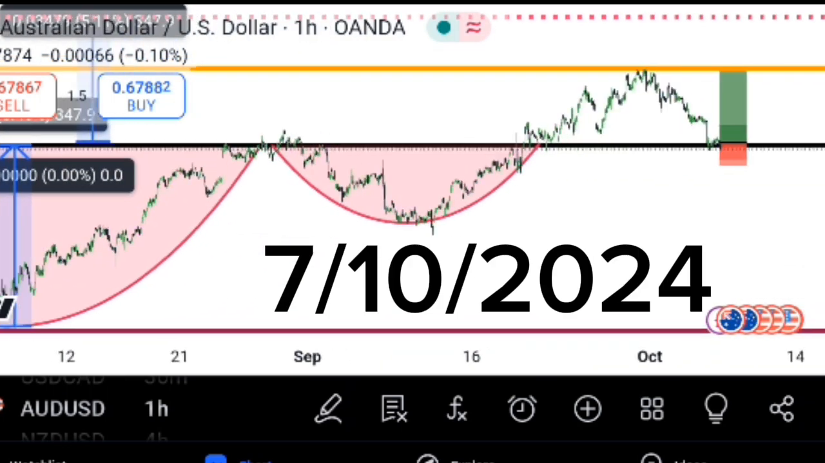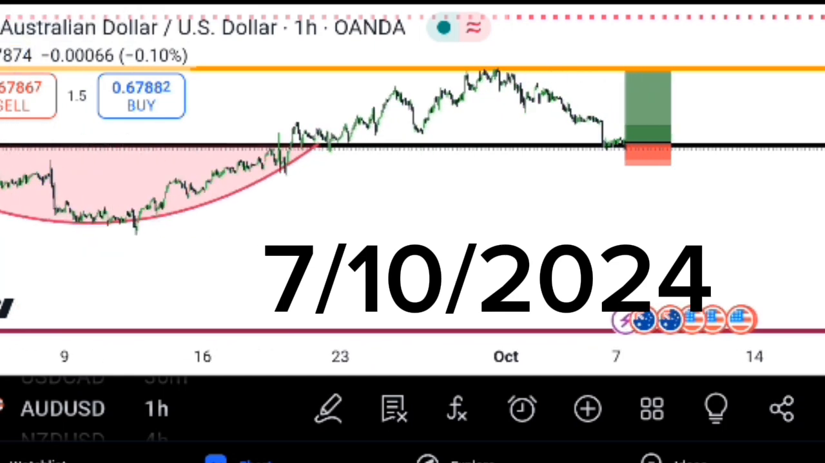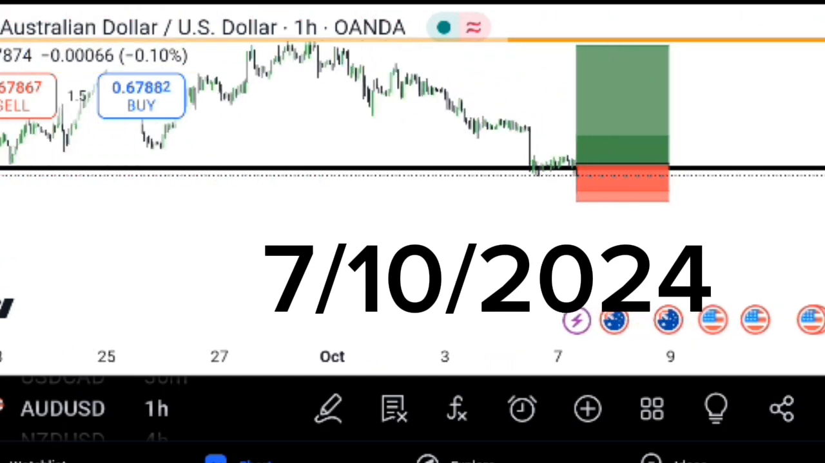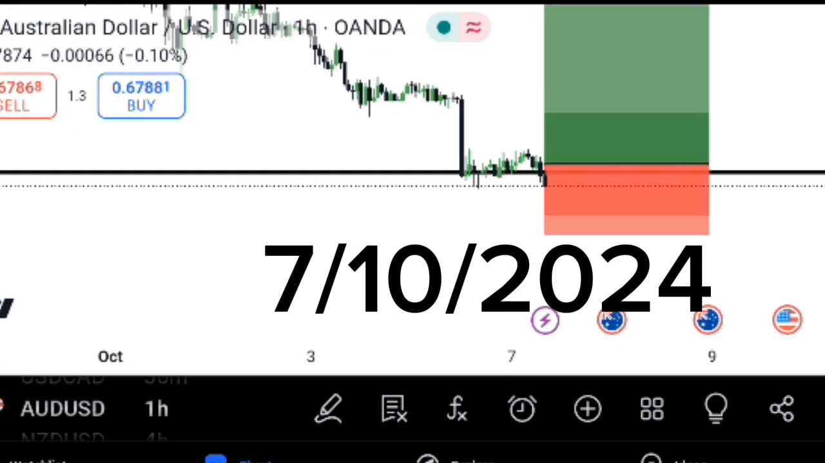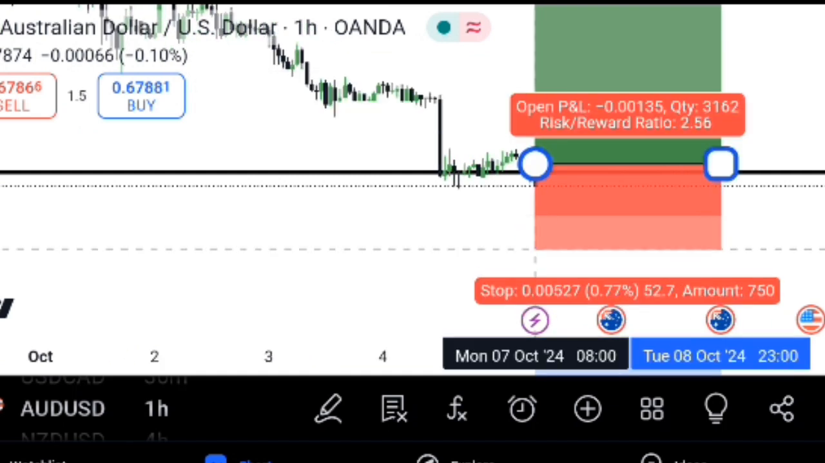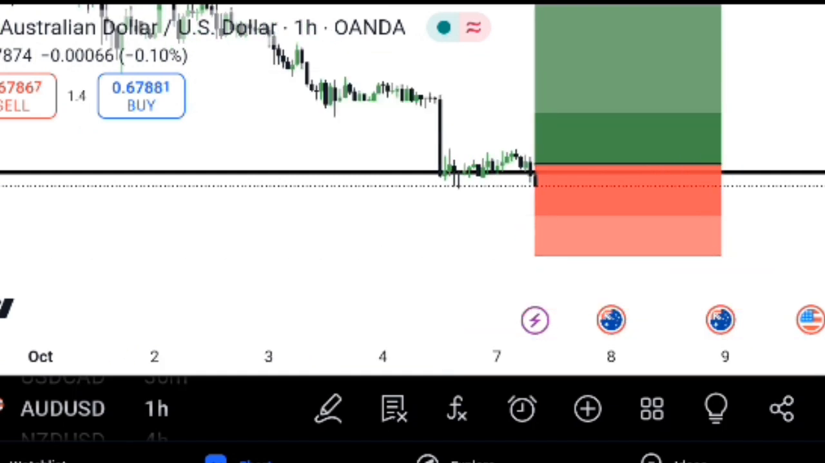Today is the 7th October 2024. Let's see how this plays out. I'll be posting the results of this trade and see how it plays out.